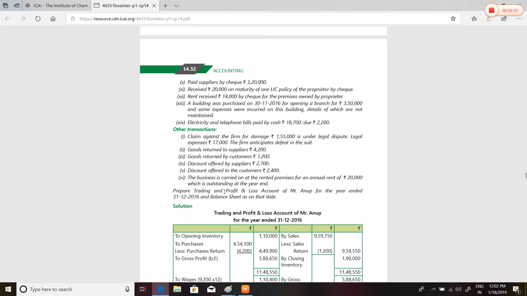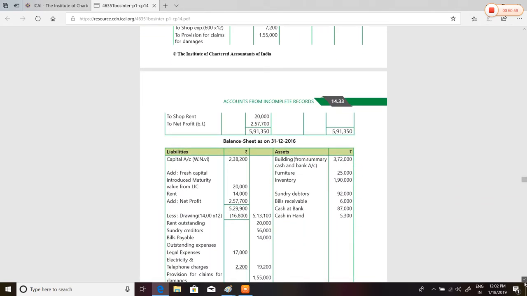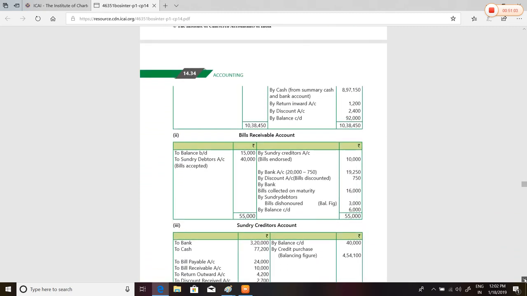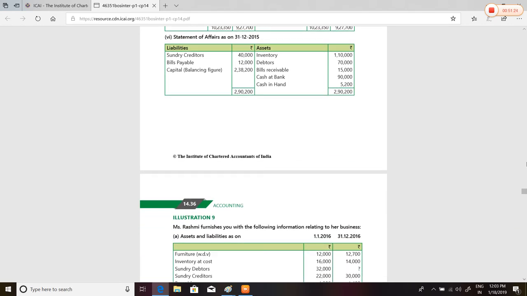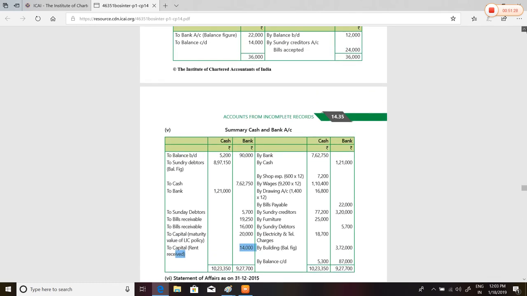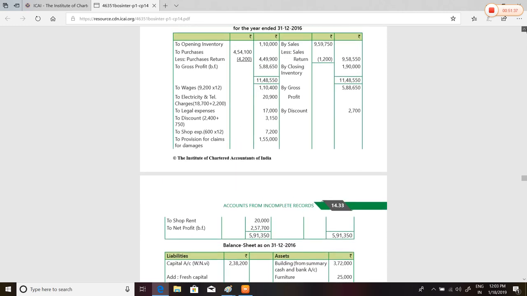Received 20,000 on maturity of one LIC policy by the proprietor, by cheque. In this question, for this transaction, the treatment would be additional capital in the cash account. Additional capital in the cash account. See. Cash account. See, LIC maturity 20,000. Capital increases by 20,000. Okay, then this would definitely go in capital account if they have prepared it. Or I think they have directly done treatment in the balance sheet.